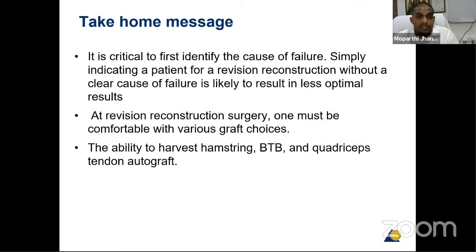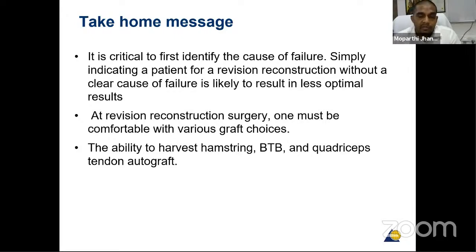Take home messages. It is critical to first identify the cause of failure. Just going directly for a revision reconstruction without knowing the cause, the results won't be that good. And one must be comfortable with various graft choices. The surgeon should be well versed with which graft to use. It should not be restricted to only certain grafts, because the studies are showing that with any graft, the results will be the same.